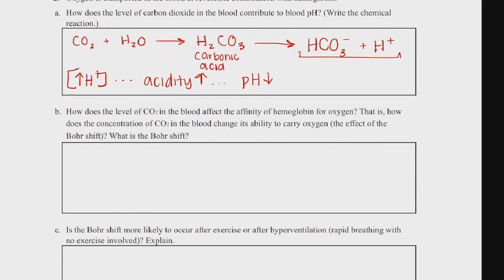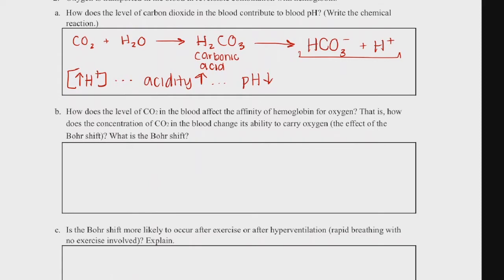Alrighty, B. How does the level of CO2 in the blood affect the affinity of hemoglobin for oxygen? That is, how does concentration of CO2 in the blood change its ability to carry oxygen? And what is the Bohr shift? I'm not sure if you guys have already talked about the Bohr shift in your lectures, but we'll see some examples of what that graph looks like on the next page with different questions.